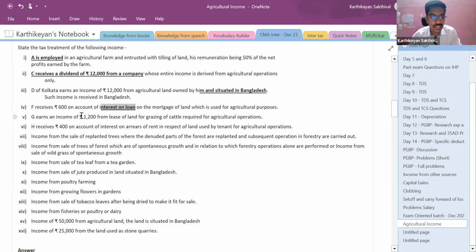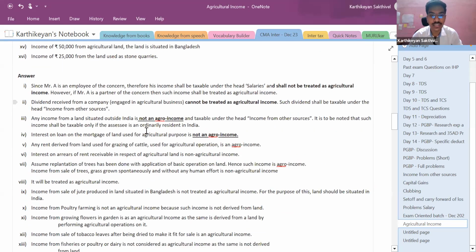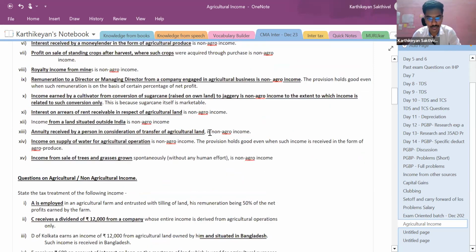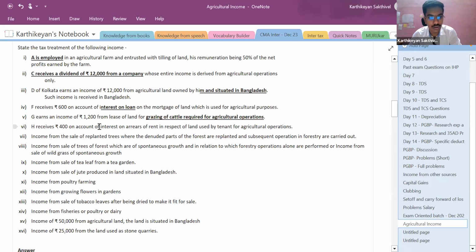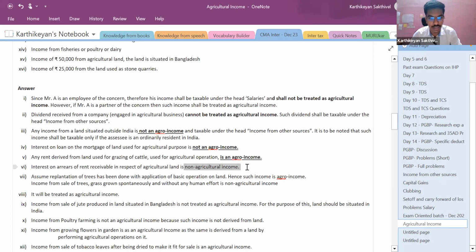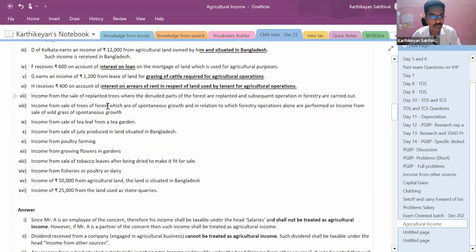Next, G earns an income of rupees 1200 from lease of land for grazing of cattle required for agricultural operations. If the cattle are used for agricultural operations, it is to be treated as agricultural income. Agricultural income is exempt. Next, H receives rupees 400 on account of interest on arrears of rent in respect of land used for agricultural purposes. Rent for an agricultural land is an agricultural income, but interest on arrears of rent is a non-agricultural income. We've already seen that.